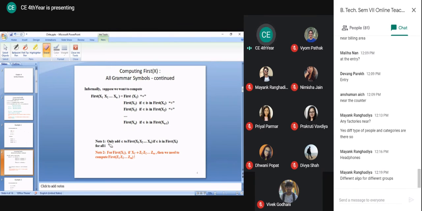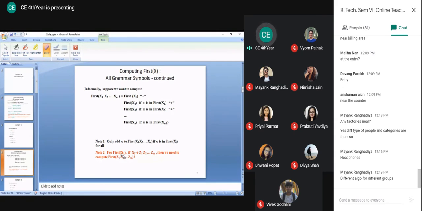So the most important thing is only add the null to first of x1, x2, xn if null is in first of xi for all i. If null is derived from all these symbols x1, x2 and xn, if all are deriving null, then and then null will be part of the first of x1, x2 up to xn. If any one symbol is deriving null or one or more symbols are deriving null, but not all, then you cannot put null in the first of x1, x2 up to xn.